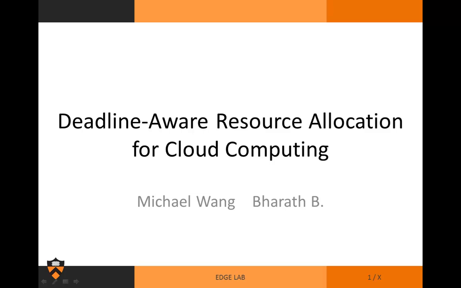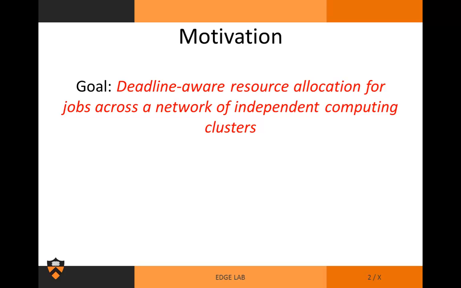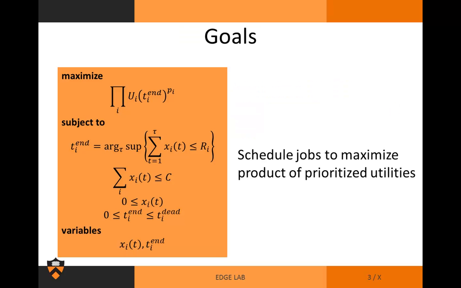Today I will talk about deadline-aware resource allocation for cloud computing, which is a project done in cooperation with Professor Tian Lan of George Washington University. The aim of this project is to achieve deadline-aware resource allocation for jobs across a network of independent computing clusters. However, this project greatly differs from many other scheduling projects because we explicitly emphasize the completion of jobs prior to their deadlines. Our goal for this project is to schedule jobs to maximize the product of prioritized utilities.